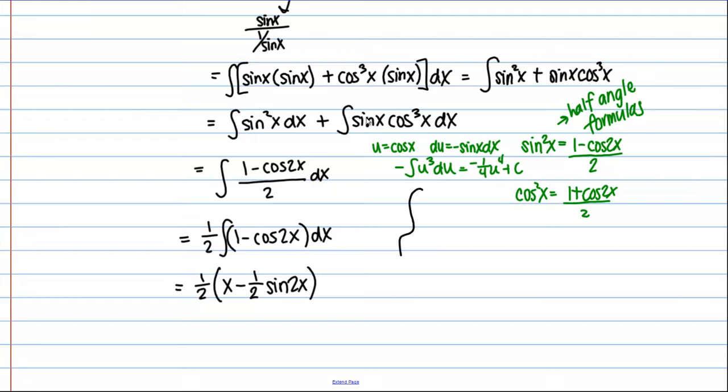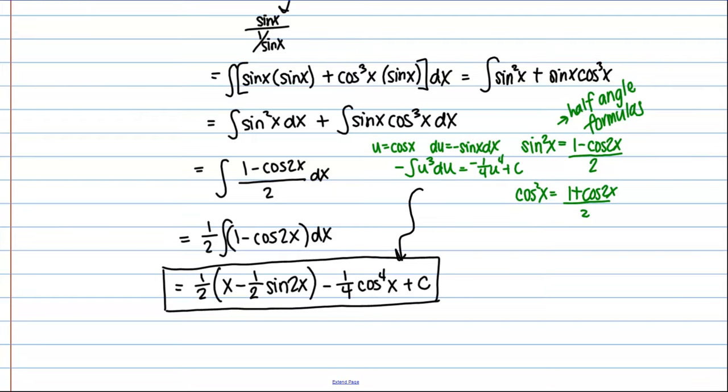And then, of course, u is cosine x. So it looks like we get minus 1/4 cosine to the 4th x plus c. So here we had to both split up the fraction and use some trig identities to evaluate the integral.